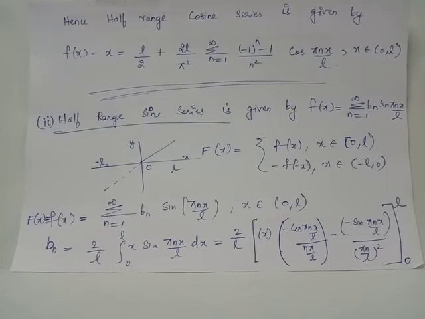We have bn equals 1 by L integral minus L to L x sin pi n x by L dx, where x is odd function and sin pi n x by L is also odd function. Since product of two odd functions will be even, we can replace integral minus L to L x sin pi n x by L using 2 times integral 0 to L x sin pi n x by L dx. After that, we will make use of integration by parts and apply the upper and lower limits.